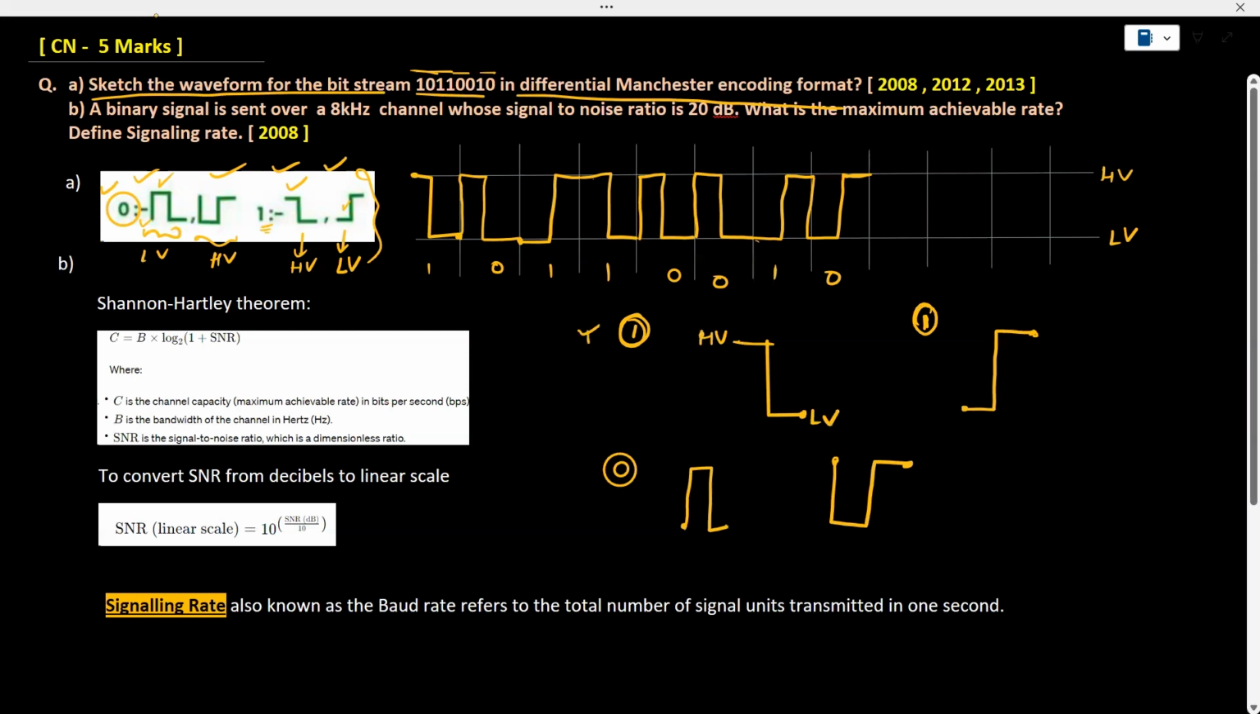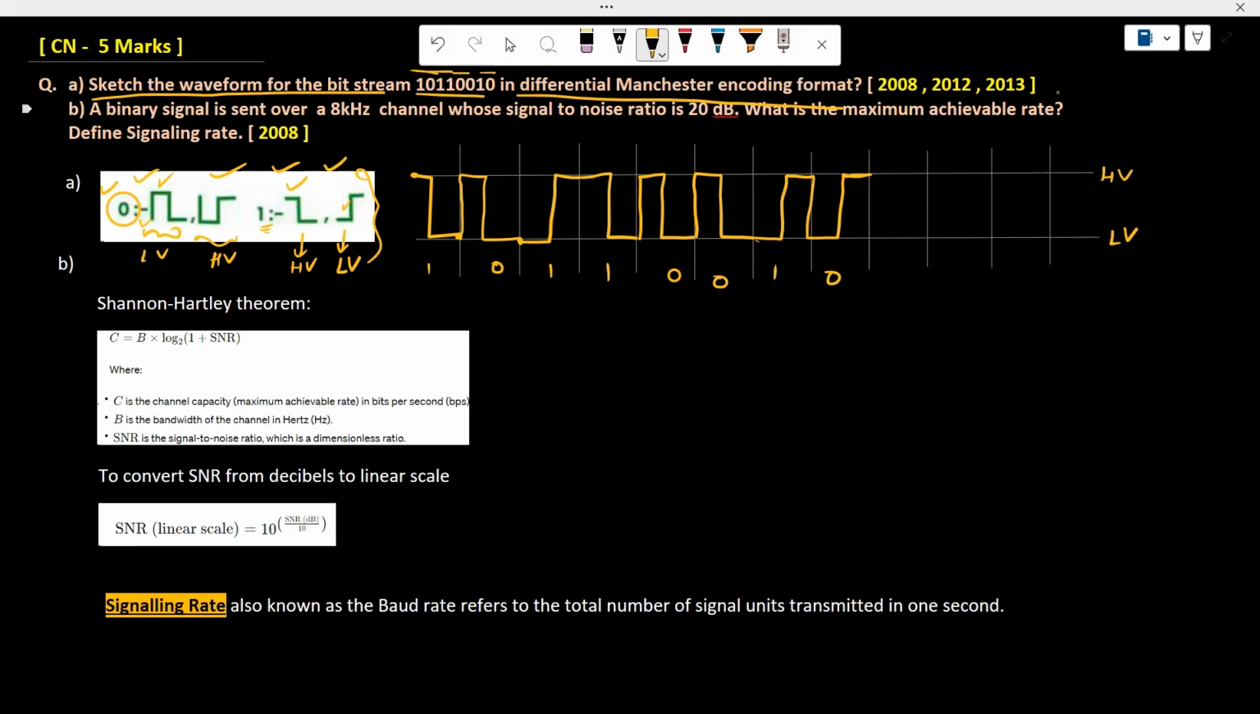That means in case of 1, our voltage level changes, and in case of 0, it is constant. We start from lower and come back to lower, start from higher and come back to higher. But in case of 1, starting from higher we come back to lower, and starting from lower we go back to higher. So we can remember it like this.